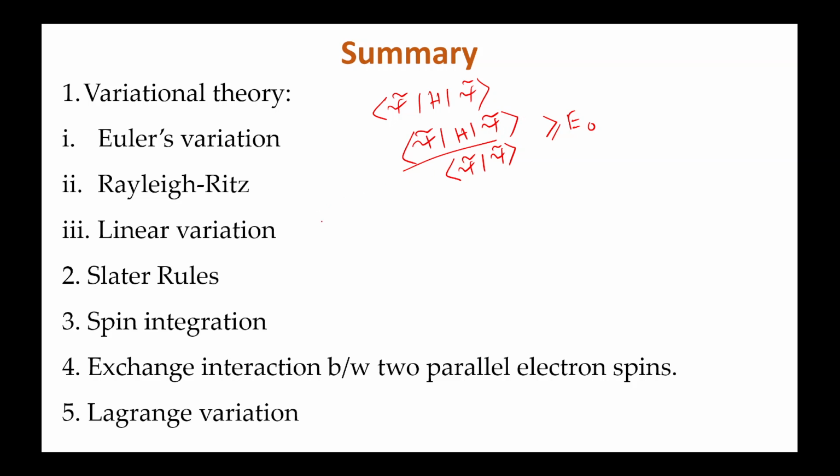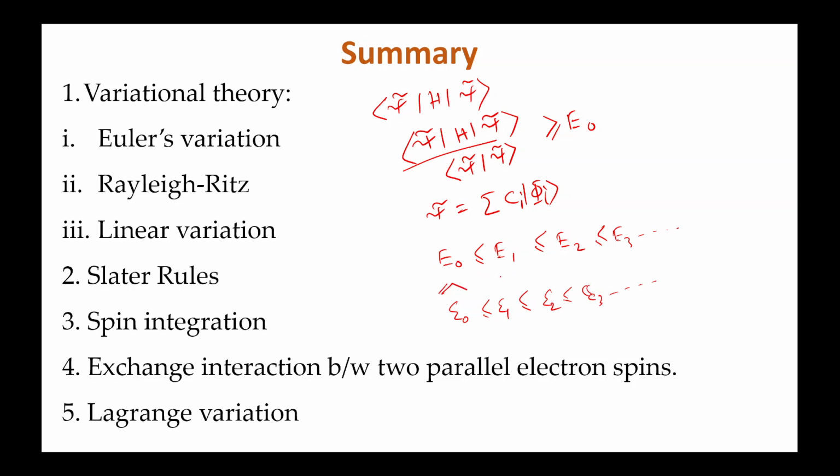Then the linear variation principle was discussed, where you expand this psi bar as a linear combination of some eigenbasis phi I. It was very thoroughly discussed that in the case of linear variation, if this is the order of the exact energies E0, E1, E2, E3 and so on, then the stationary values you get will be at the upper bound of these states.